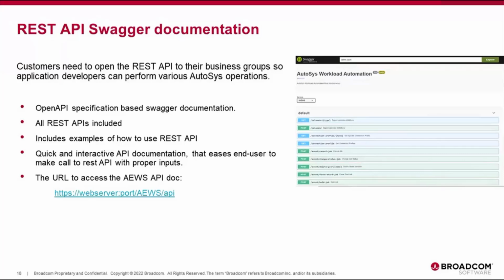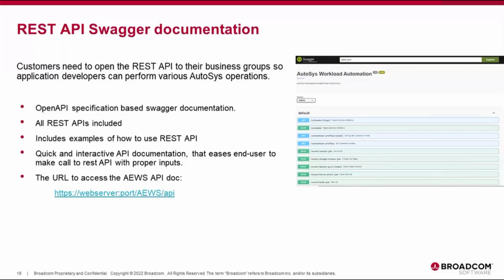Without this enhancement, previously a user would need to reference the AutoSys documentation to understand the usage and all of the options and parameters that were available to use these APIs. And then they'd have to use a utility like Postman, for example, to build and test the usage of any of the APIs that they wanted to take advantage of. But using Swagger makes this easier to do through a single interface.